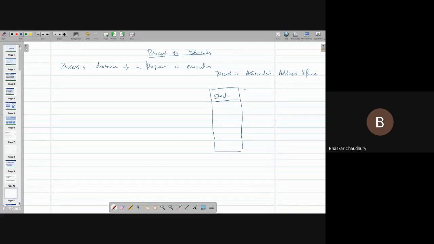Why do we have a stack? For function calls. But what does it store? This is the address space. If I generalize, it basically stores temporary data. For function parameters, that's fine, so let me also write function parameters, and the local variables. Now let me also draw a heap.